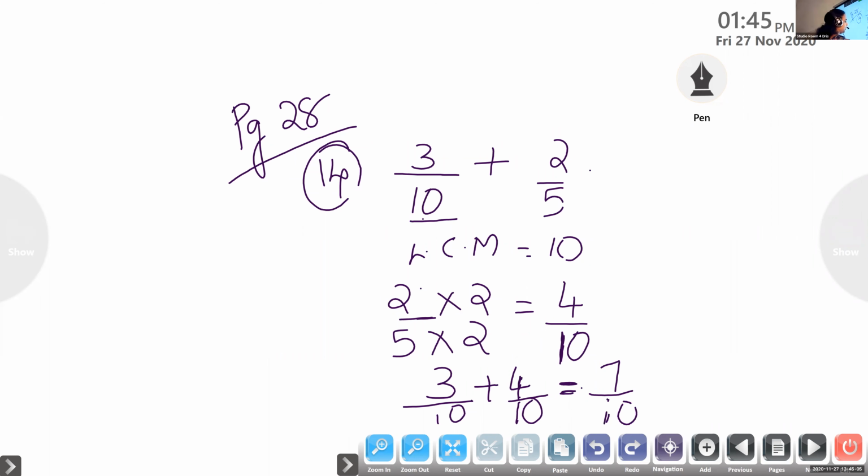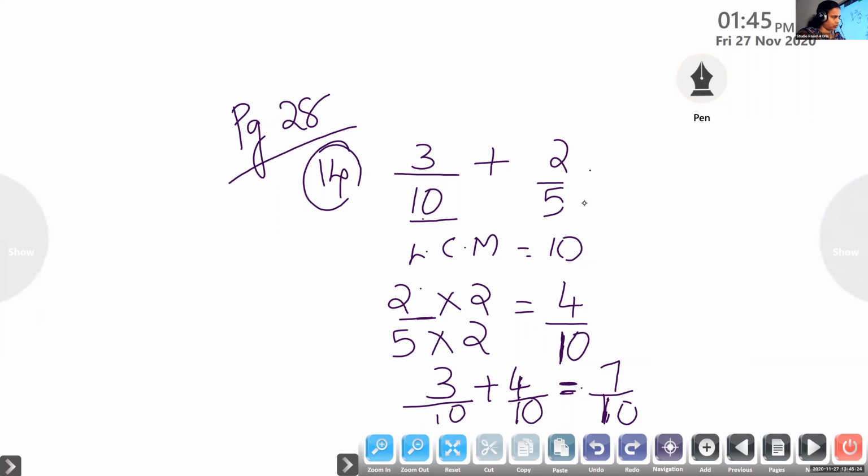The only thing you have to do is make the denominators the same, then add the numerators. So how to make the denominators the same? You can find out the LCM. Here 5 is a multiple of 5, 5 2s are 10. So that means easily you can find out the LCM.